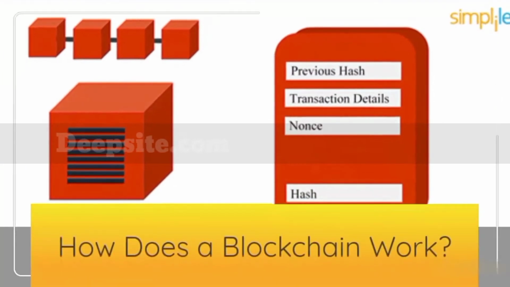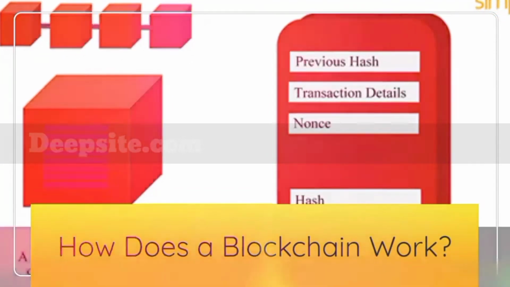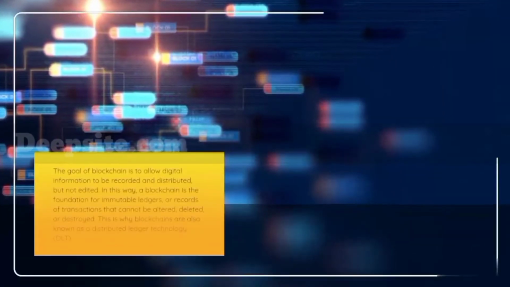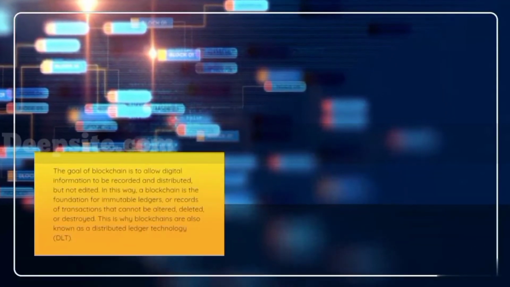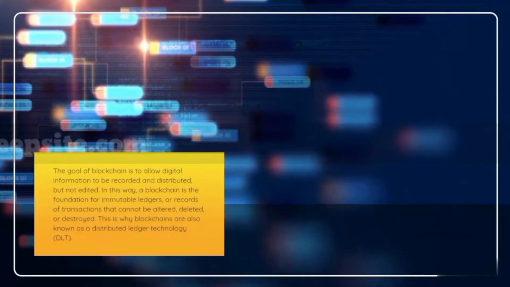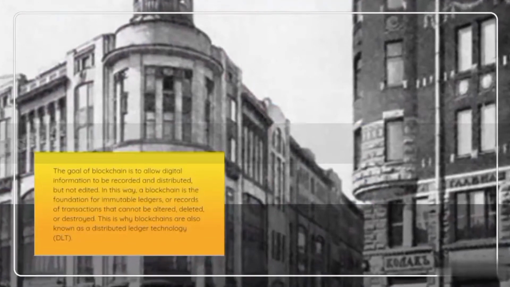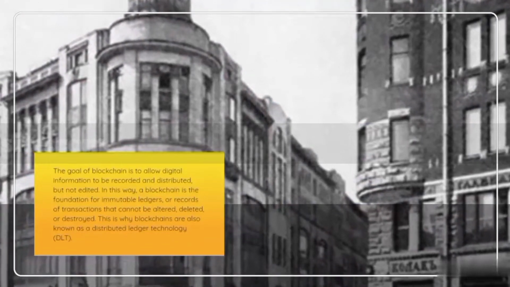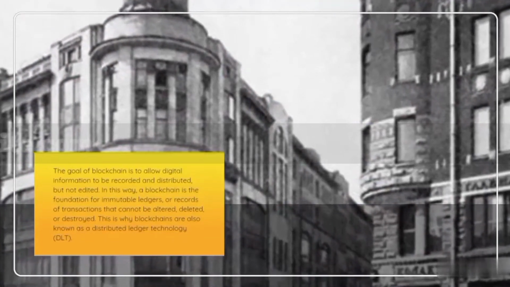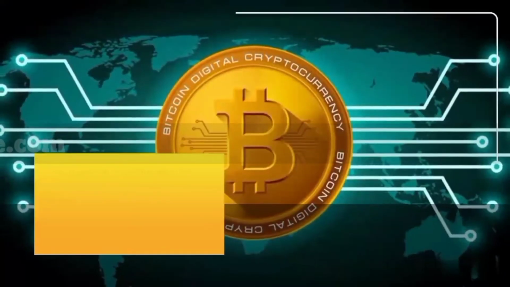How does a blockchain work? The goal of blockchain is to allow digital information to be recorded and distributed, but not edited. In this way, a blockchain is the foundation for immutable ledgers, or records of transactions that cannot be altered, deleted, or destroyed. This is why blockchains are also known as a distributed ledger technology (DLT).